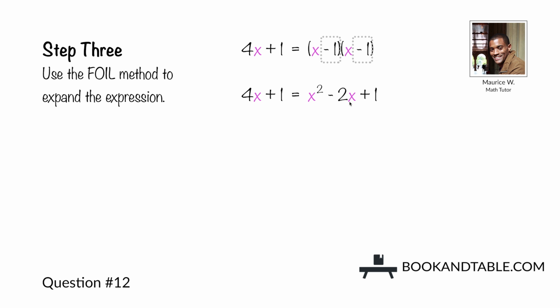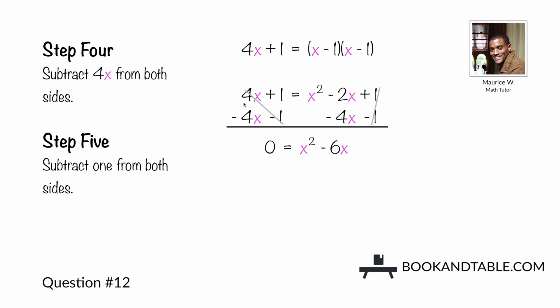So we see here, our variable appears twice. These two have the same degree, so we'll be able to combine these two, but we won't be able to combine them with this one. So once we see that, we want to move all of our terms to one side of our equation. So we subtract 4x from both sides, and we subtract 1 from both sides, giving us 0 is equal to x squared. Negative 2x minus 4x is negative 6x. 1 minus 1 is 0. We wind up with 0 is equal to x squared minus 6x.